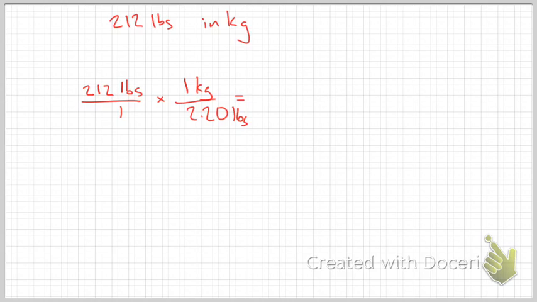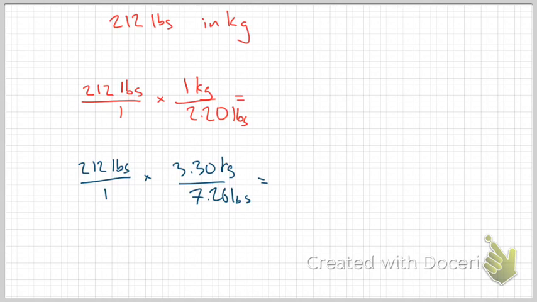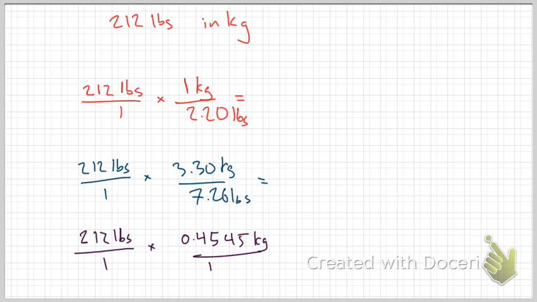Cassie, what'd you do? I started with 212 pounds, and then beside it I did 3.30 kilograms, and under it I did 7.26 pounds. Multiplied across and divided by 7. Okay, great. Did anyone do a different way? Chris? I started with 212 pounds and then 0.455 kilograms on top and then 1 pound on the bottom. Oh, 0.455, not 0.45.